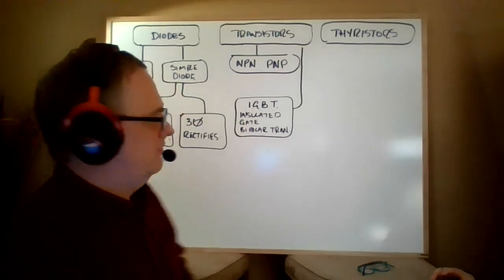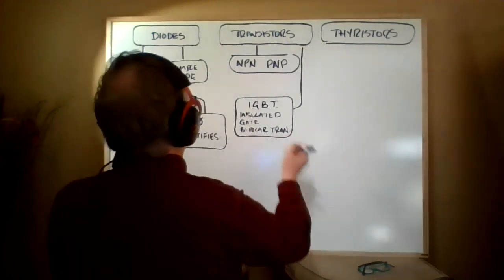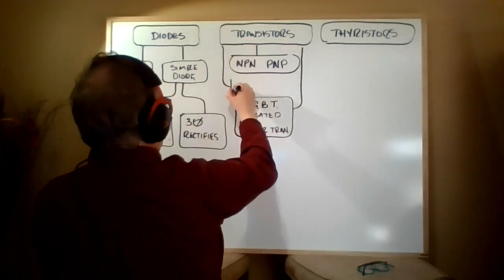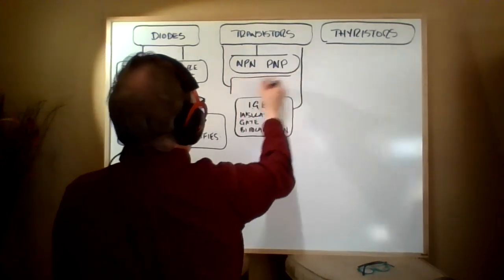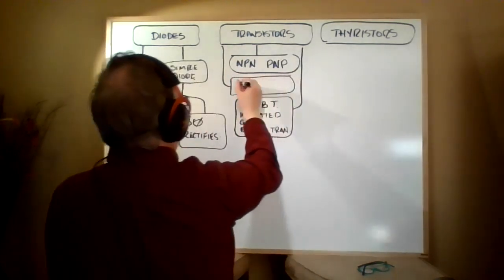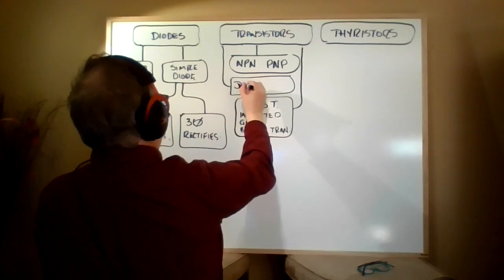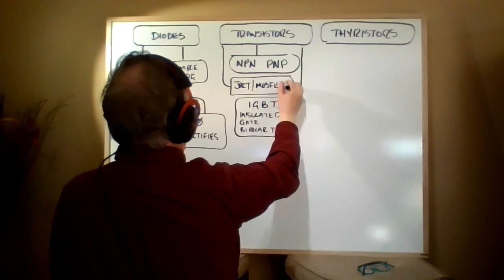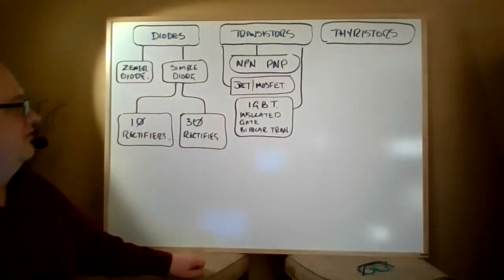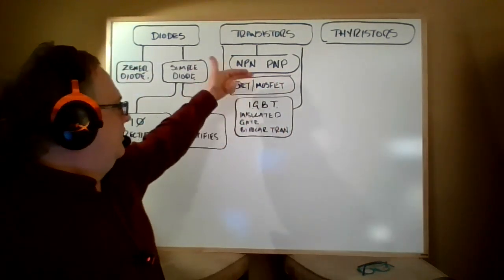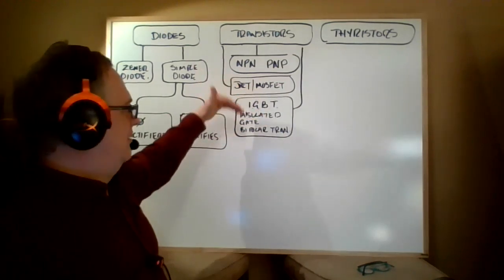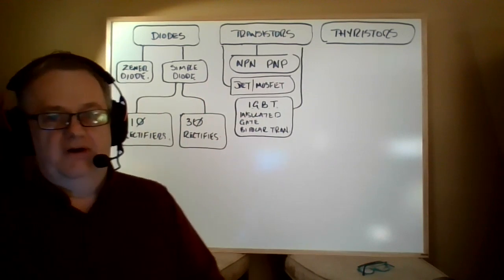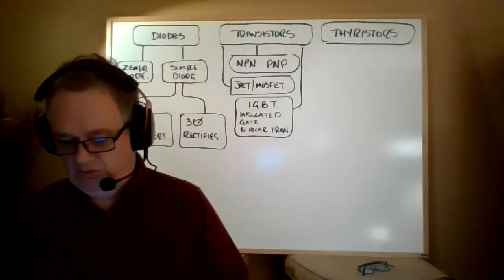Now, the other transistors that we will be reviewing will be the JFET and the MOSFET. Okay, so those are two transistors that we'll be reviewing, and one of these is actually going to be part of what is used to create an IGBT. So very interesting how that is going to go together.